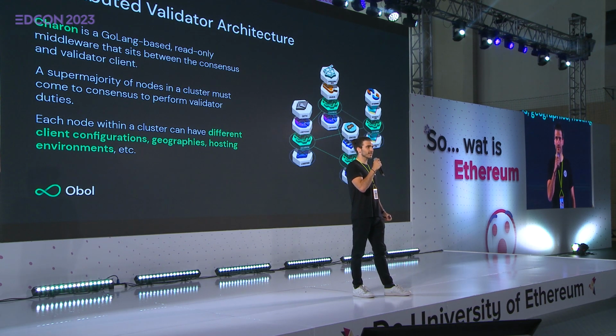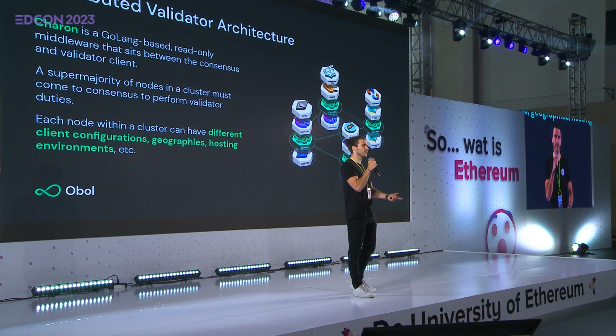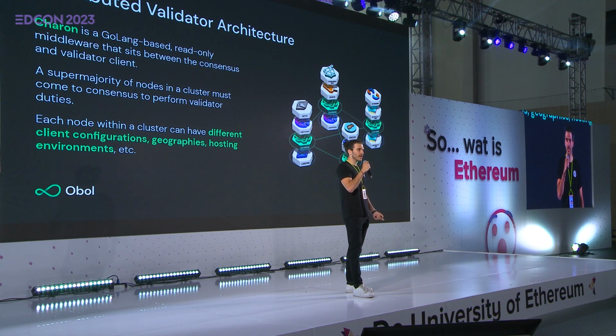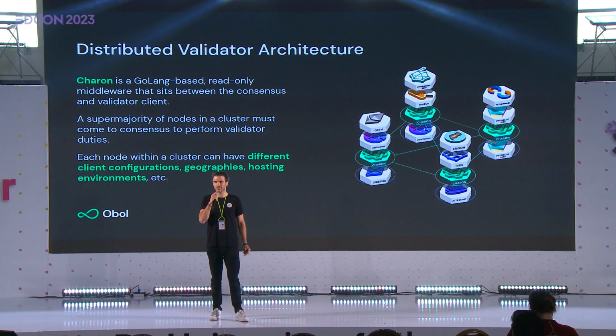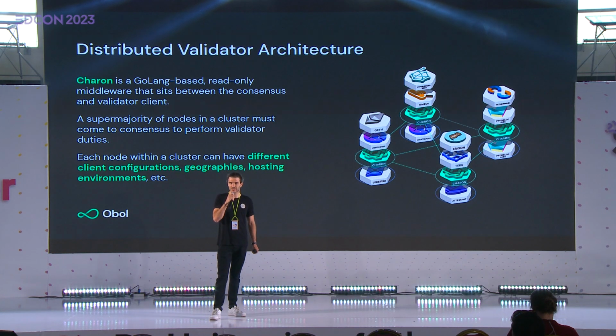That's where Charon, as a middleware, intercepts the signature and shares it with its other nodes. Once any of the machines gets 3 or 4 signatures, or a threshold of signatures, they can just combine them all together and hand them upstream to the consensus client. And from then on, it looks like a normal validator to the rest of the network.